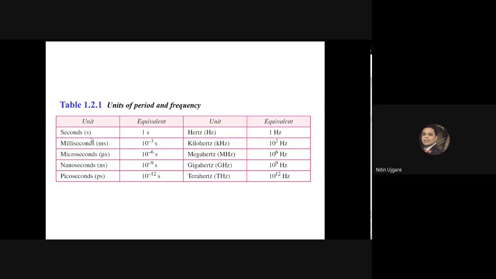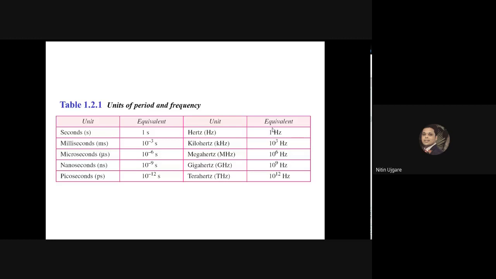Second is represented as 1 second, 2 seconds, 3 seconds, and so on. The millisecond unit takes the value 10 to the power minus 3 seconds. Microsecond takes 10 to the power minus 6 seconds. Nanosecond takes 10 to the power minus 9, and pico 10 to the power minus 12. So on. The unit of frequency, as we mentioned, is expressed in hertz.